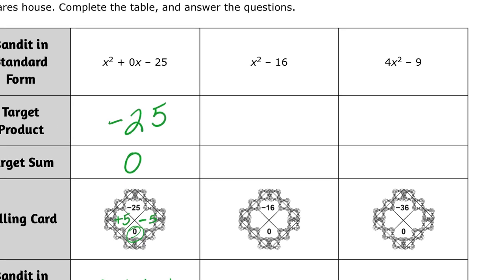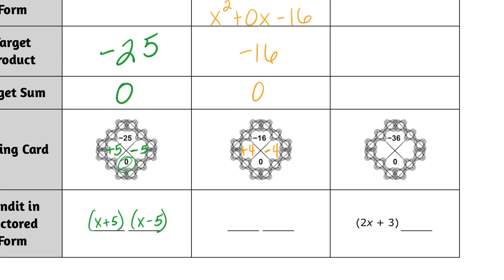All right, let's try the next one. Remember again, this is x squared plus 0x minus 16. So the product is negative 16. The sum is 0. So that means I need one of each sign, and it has to be the same number in order to get a sum of 0. So it would be 4 and 4. So in this case, this would be x plus 4, x minus 4. On the last slide, we did squaring them, but they're not exactly the same, so we can't write that any differently.